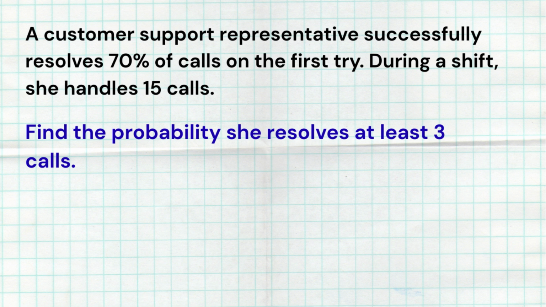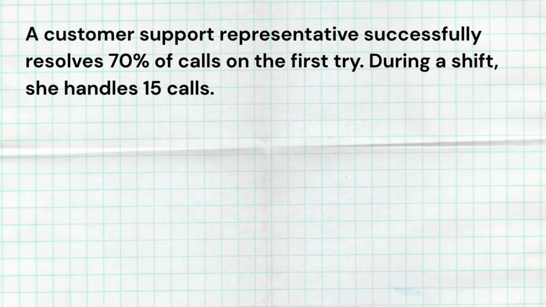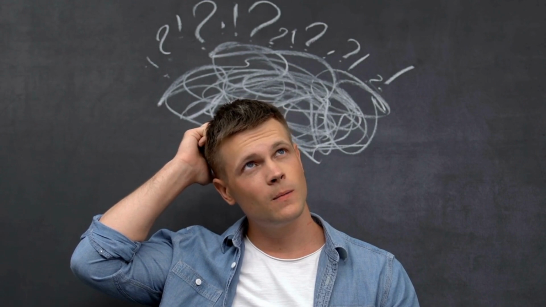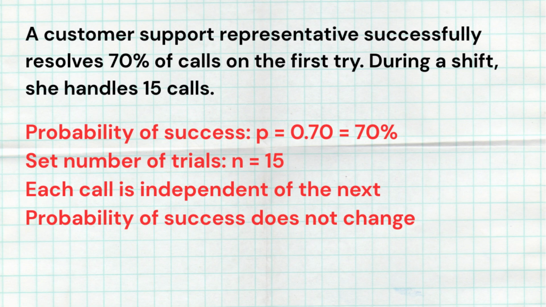Now, before we begin any of these questions, we first have to make sure that this is truly a binomial distribution question. So what about this very simple scenario tells us that it's binomial? Well, first we are given the probability of success. Successfully resolving a call on the first try is 70%. Now with that, we get that failure would be 30%. We are given a set number of trials, in this case 15.